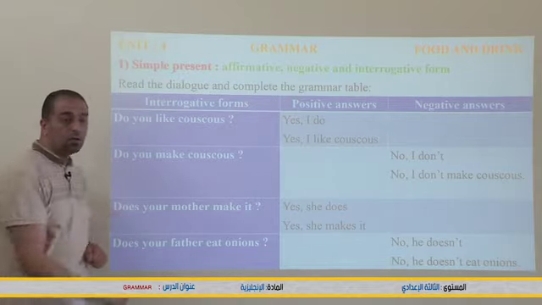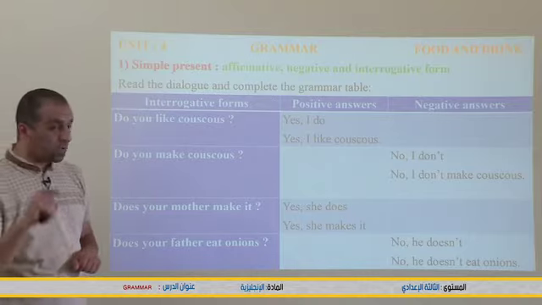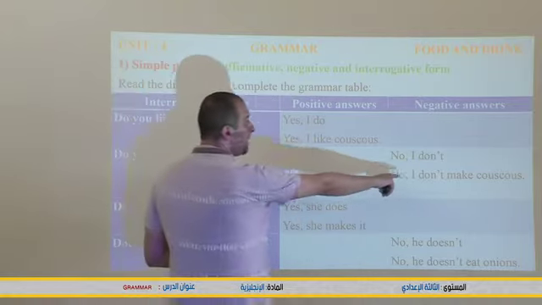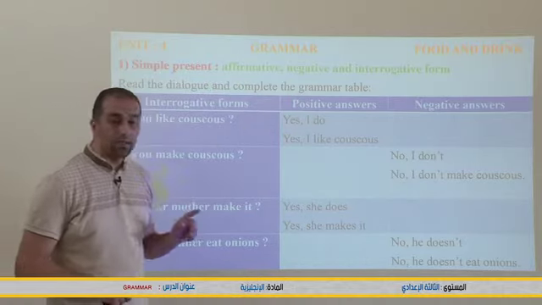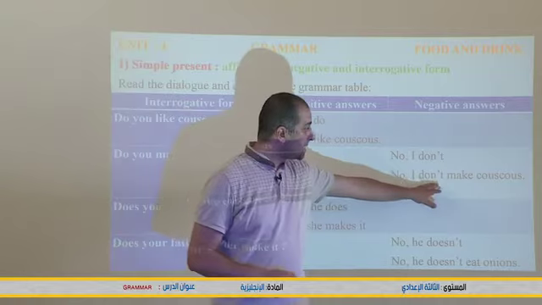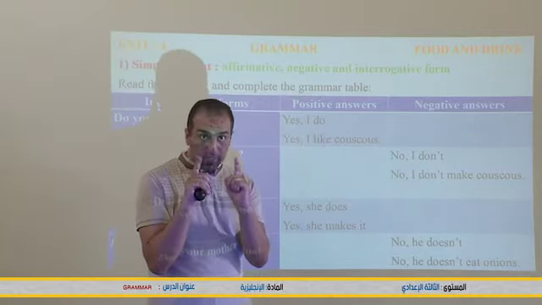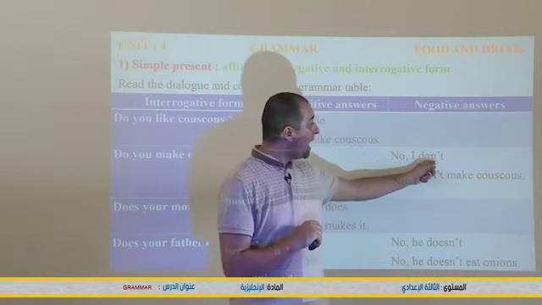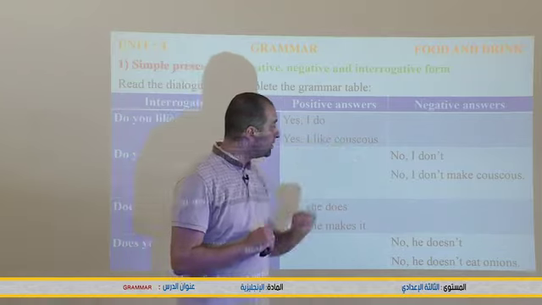Another question, interrogative form in the dialogue. Do you make couscous? So in the dialogue, you have a negative answer. No, I don't make couscous. That's a long answer. If we want a short answer, we can say no, I don't. That's negative.